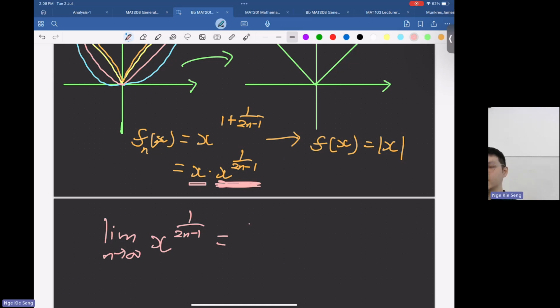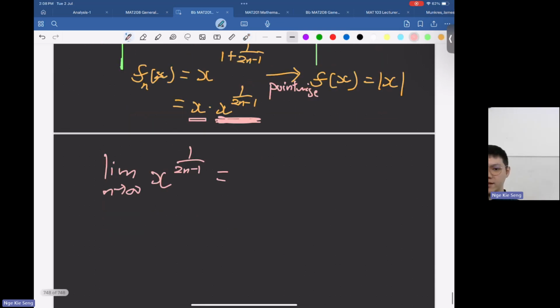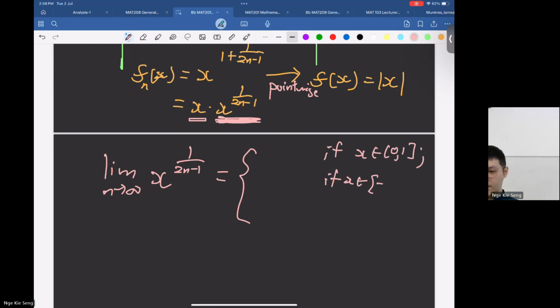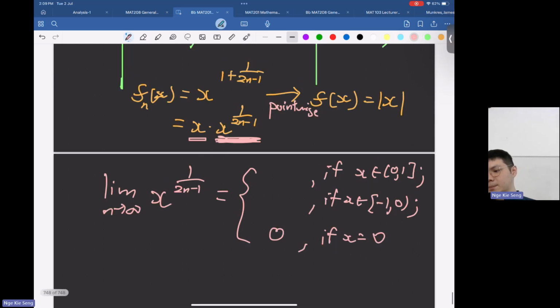We want to check pointwise first. If we check pointwise, the solution here suggests that we should look at it in 3 ways. It's easy to see in 3 ways: if x is from 0 to 1, if x is from -1 to 0, and if x is equal to 0. One of them is easy to see. Which one? x equals 0, because no matter what n you put, it is always 0. But what about the other two? How to understand the other two?